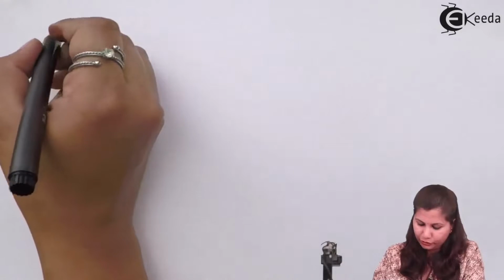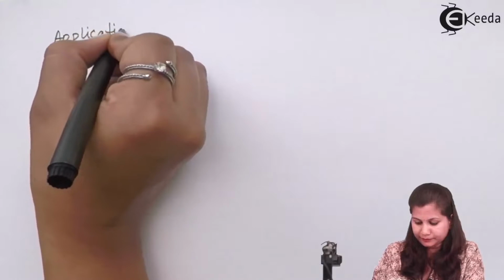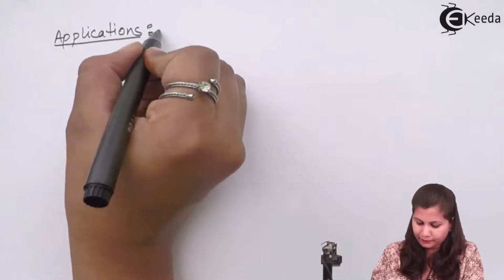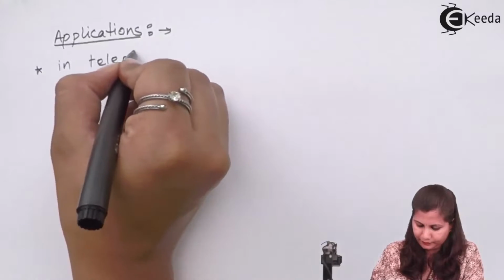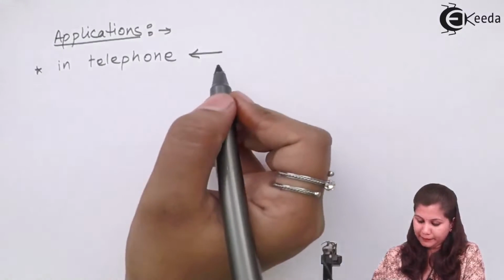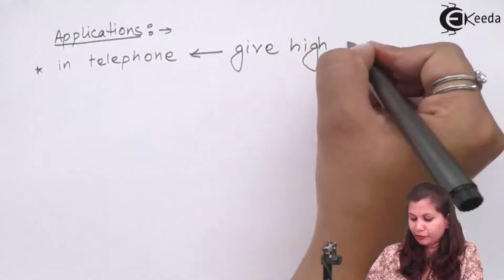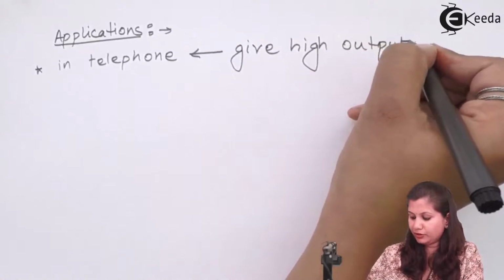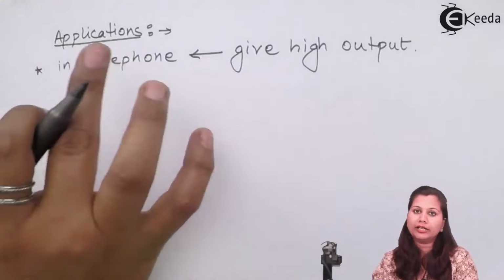Now if we see the applications of the carbon microphone, it was mainly used in earlier days in the telephones. In telephone applications, they were most probably used because they give very high output. So in telephones, there will be no need of amplification. So the wide use of these carbon microphones is in the field of telephones.